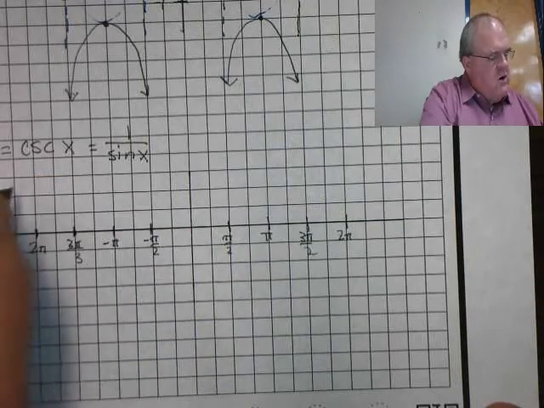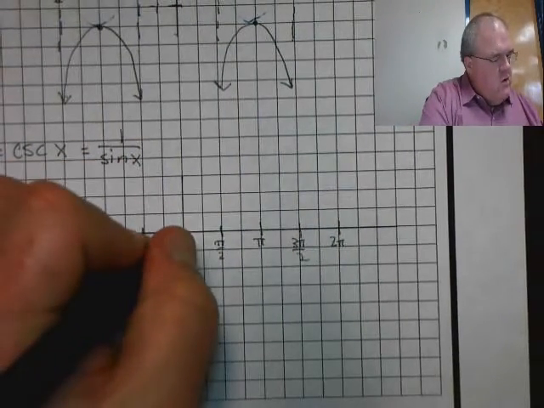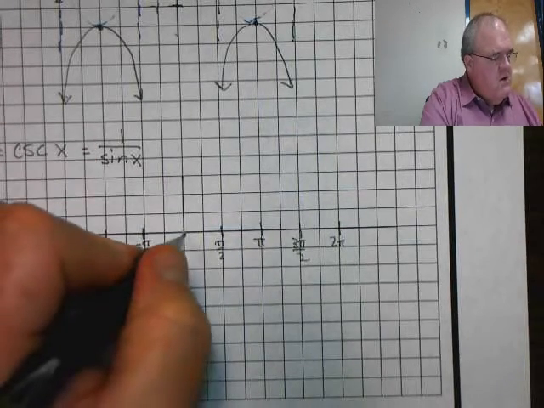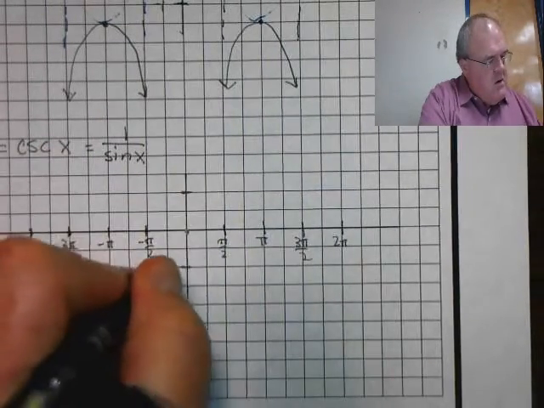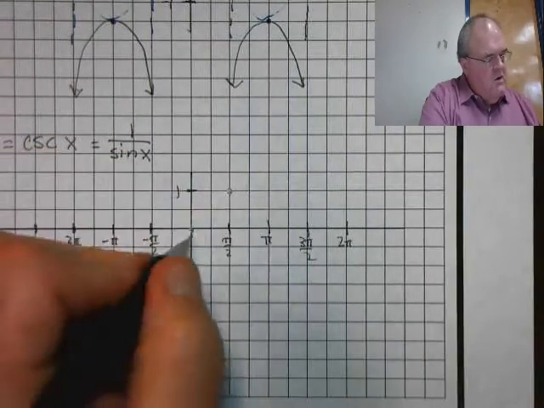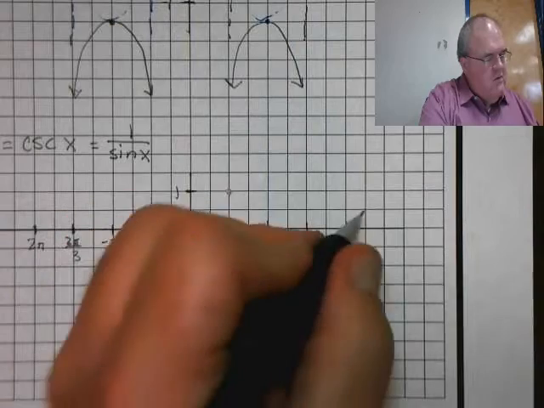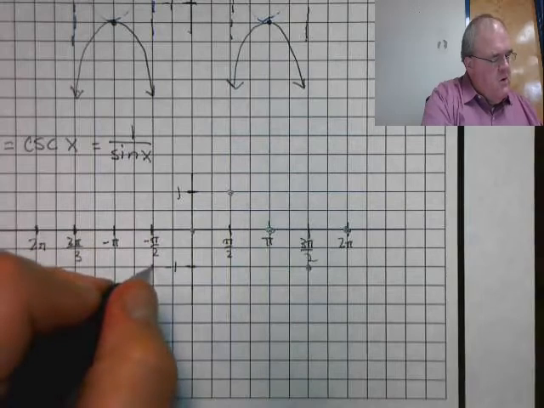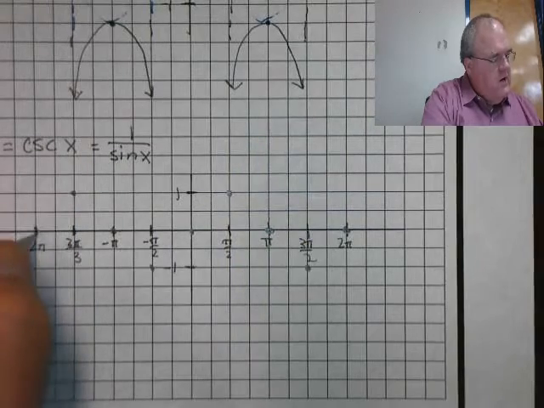So what we're going to do first is the sine curve. So we know the sine of 0 is 0. And we know that the sine of pi over 2 is 1. The sine of pi is 0. And the sine of 3 pi over 2 is negative 1. Sine of 2 pi is 0. So I'm going to plot my points on the negative side.